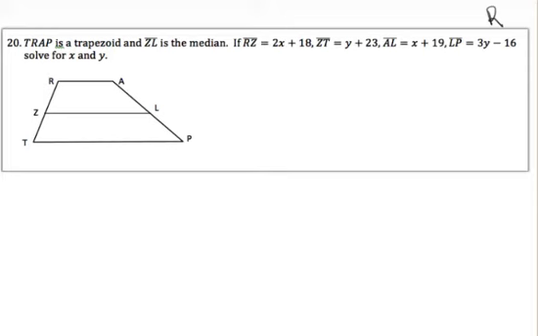Trap is a trapezoid, and ZL is the median. Cool. So I know these are congruent, by the way. Boom. Boom. I don't know if that's going to have anything to do with anything, but we'll see.